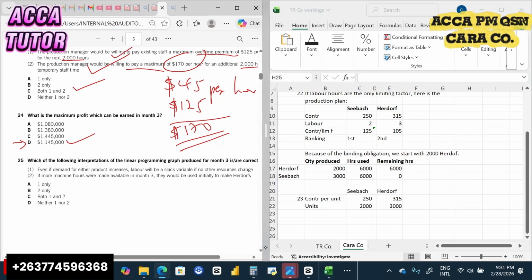And what is the slack variable? What do you understand by a slack variable? Hello? Hello? Are you there? What is a slack variable?